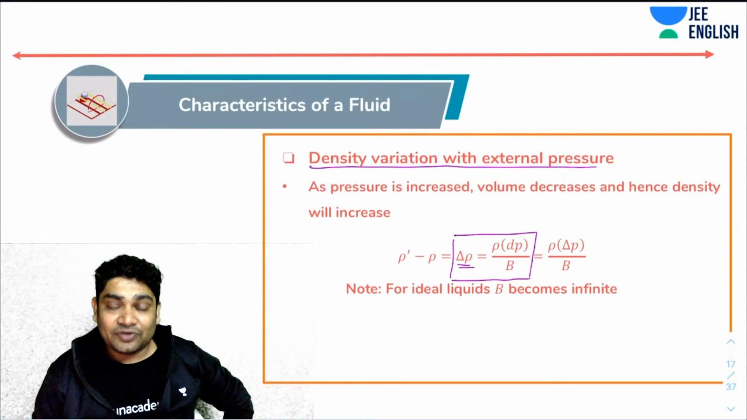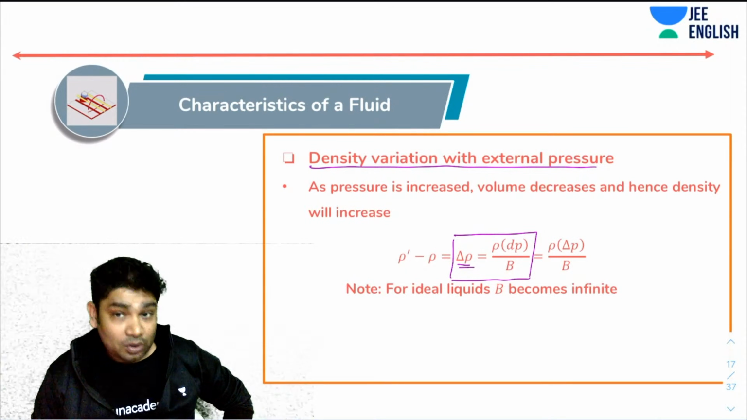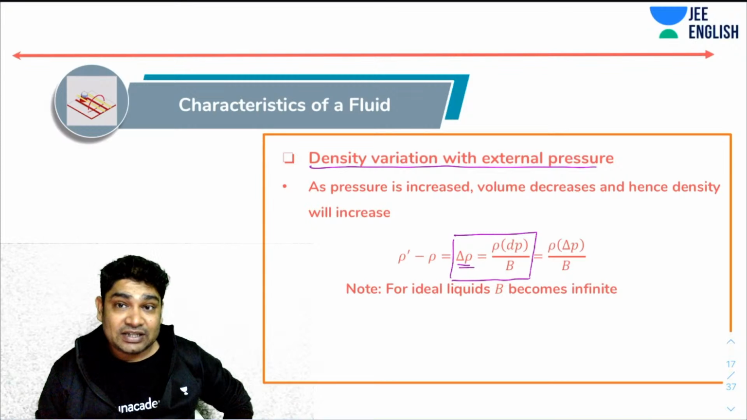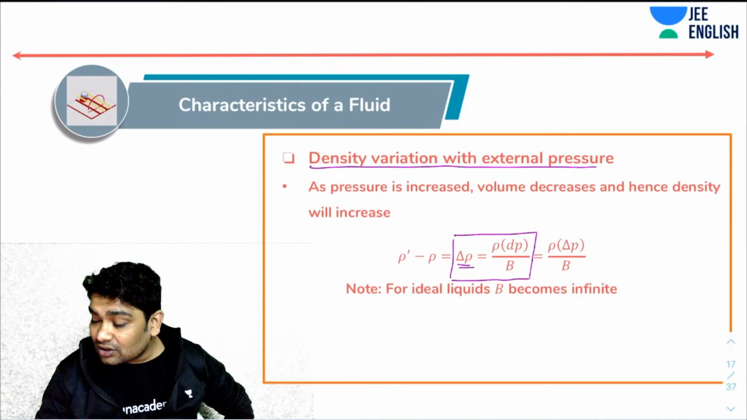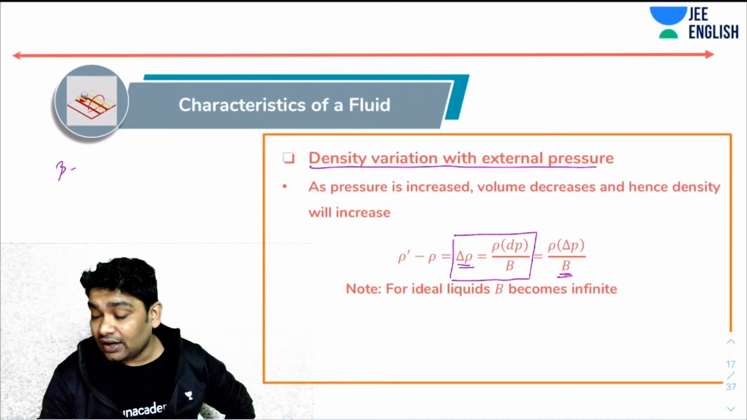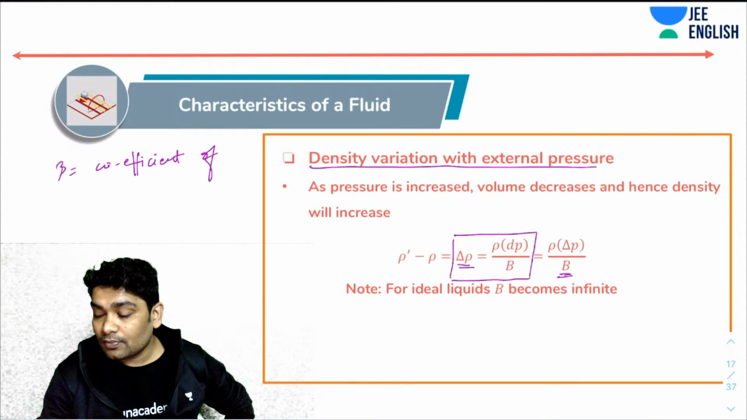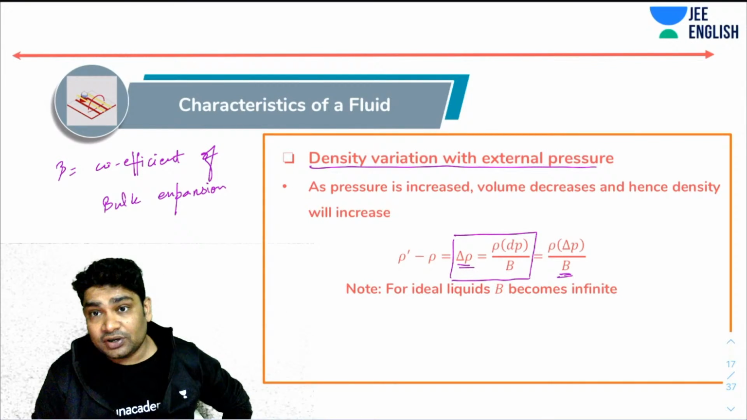Okay. So those of you who don't know, delta rho is the increase in density. Rho was the initial density before you increase the pressure. dP or delta P is the increase in pressure, and B again is called the coefficient of bulk expansion. Beta or B is constant, and it is called coefficient of bulk expansion. Okay. So this term relates the change in volume with change in pressure. Okay, so if you increase the pressure, then this is how your densities would change.